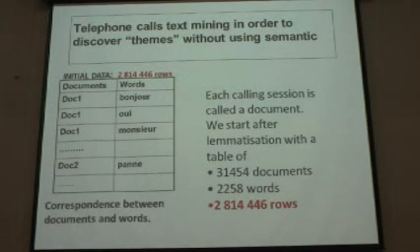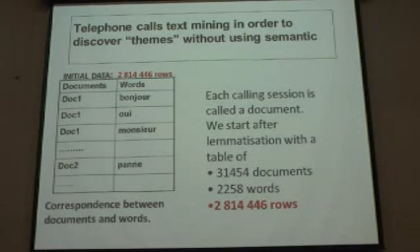Now another example is in text mining. We had 31,000 documents and 2,000 words. And then this says in the data table we have 2,800,000 rows. Why? Because each document is repeated here for each word. So document 1 has the word bonjour, document 1 has the word oui, monsieur, and so on. So we had this number of rows and 2 columns only.